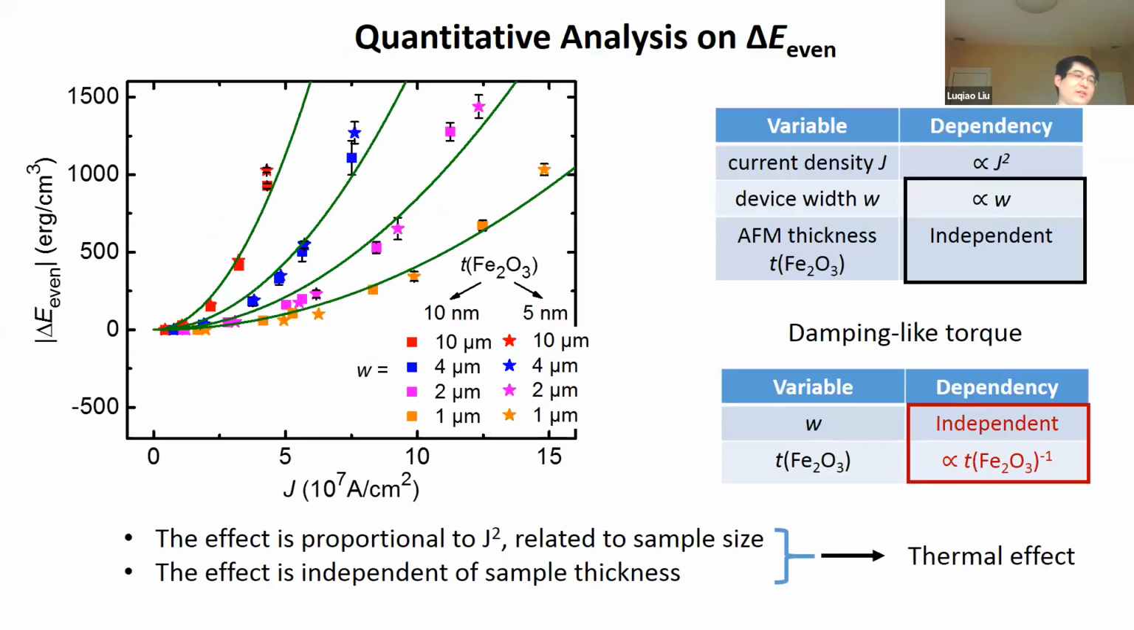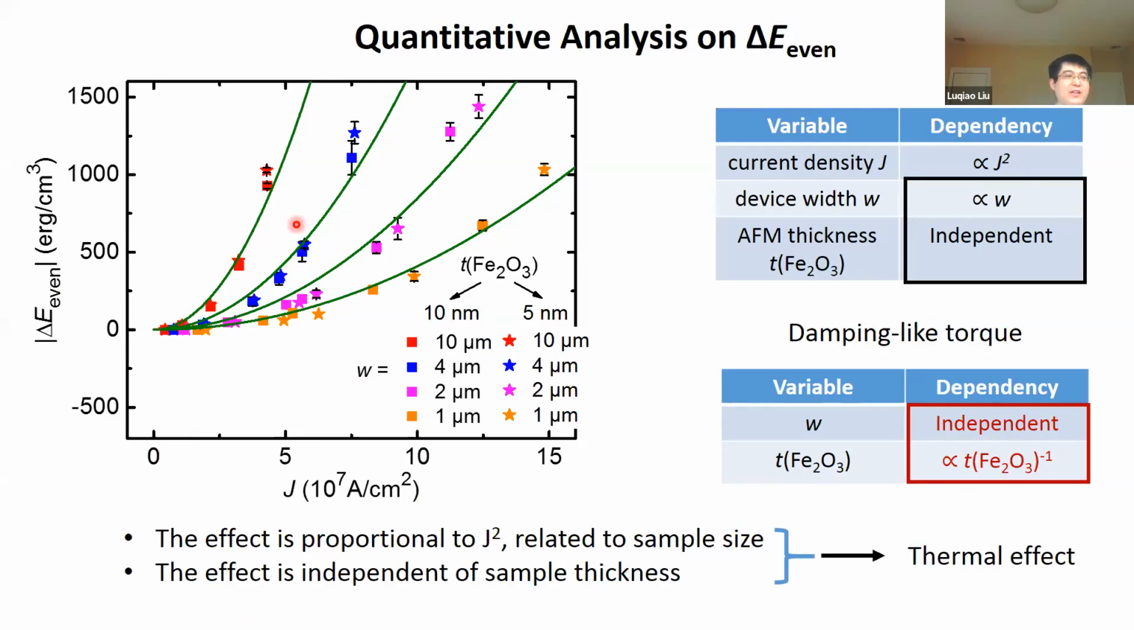First of all, the dominant part is the even part. We can do a series of studies. First of all, we can vary the applied current and then see how this even part of the magnetic energy changes. We found that simply it followed a J-square behavior. So the energy changes proportional to J-square, current density square. Well, this first of all reminds us about some thermal effect.